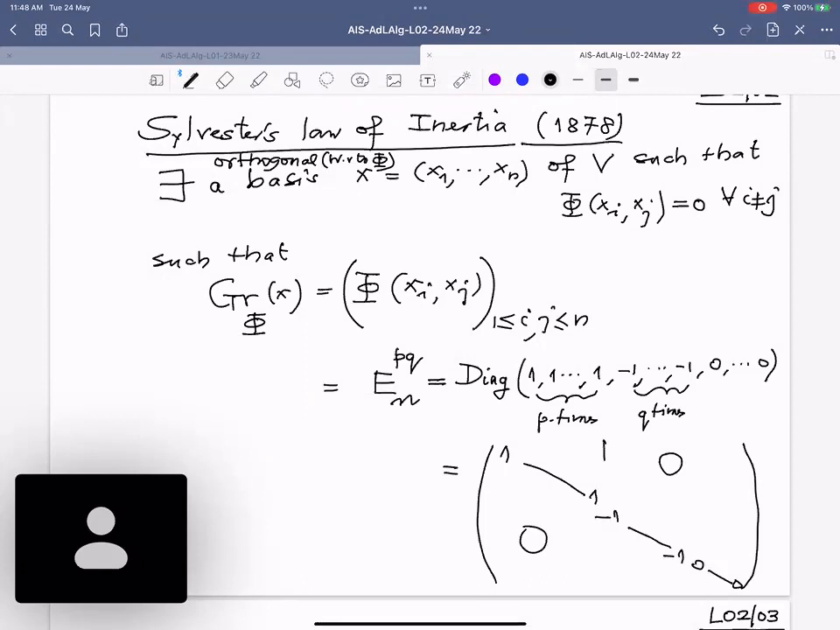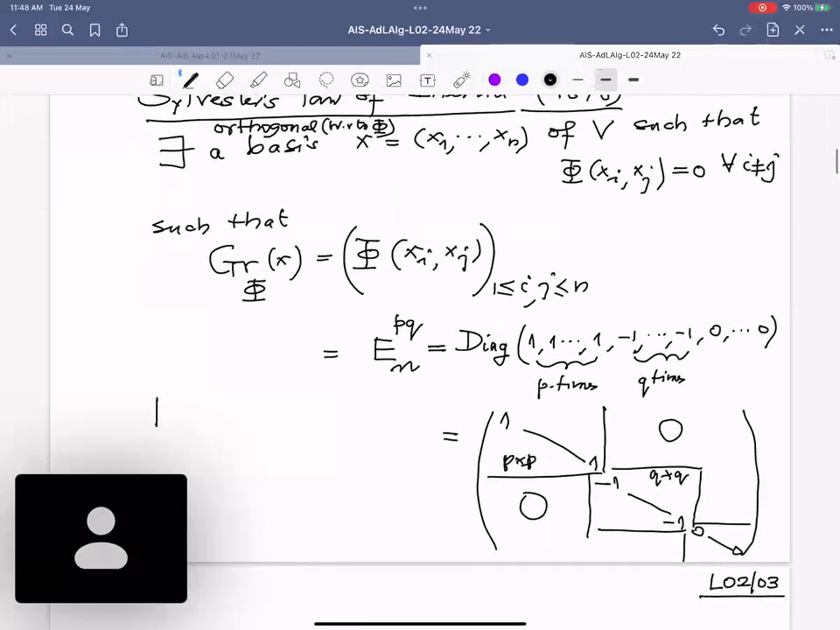So this block is... there are three blocks. This is P by P, this is Q by Q, and this is, of course, I know the total, so therefore we can see that P plus Q is equal to the rank, and the number of zeros will be equal to n minus r. So this size is n minus r.